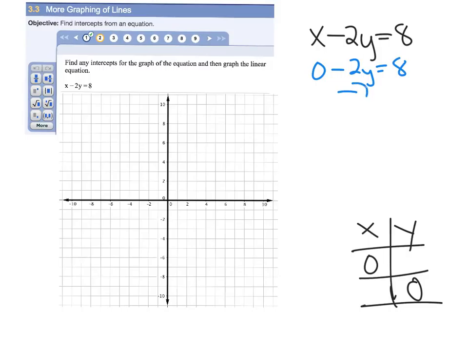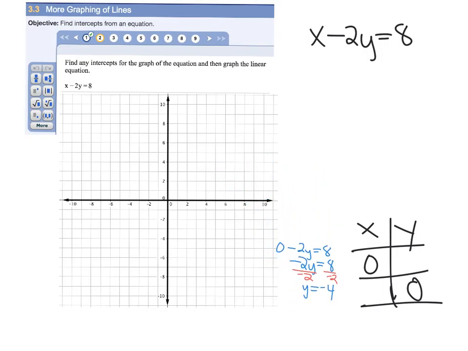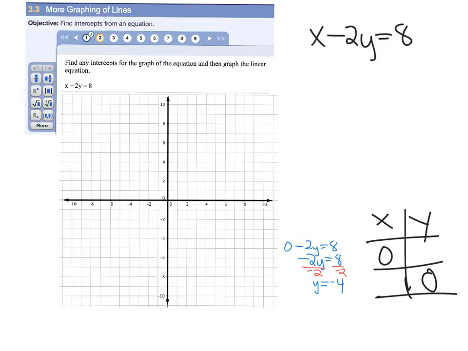So of course that gives us negative 2y is equal to 8. And then I'm going to divide both sides by negative 2. So we end up with y is equal to negative 4. All right, so there's our calculation: when x is 0, y is negative 4. And so I'm going to put that in there. So right there, when x is 0, y is negative 4.